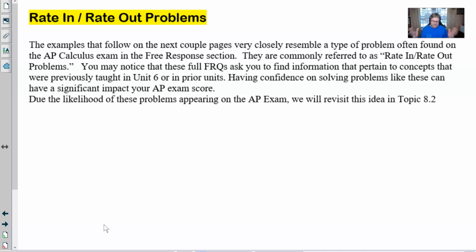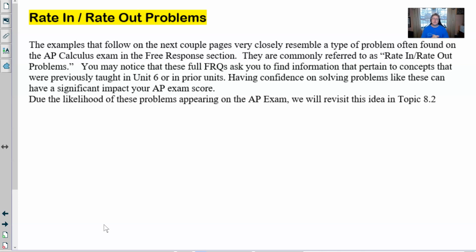And you're going to notice that these full FRQs are going to ask you to find information about this problem that pertain to concepts that you may have been taught in units 5 and 4. So we're going to draw upon some really good information from the previous couple of units. So having confidence in these kinds of problems are going to really make a significant impact on your AP score.